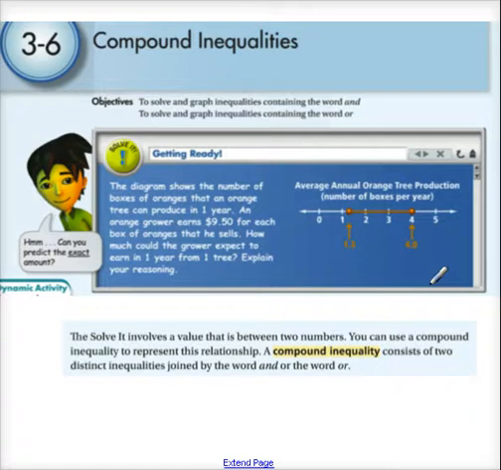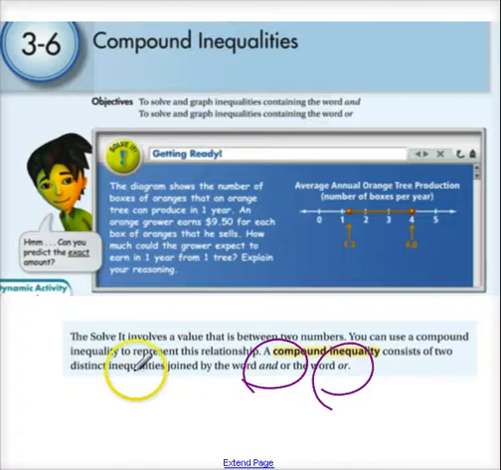So we know what inequalities are, we know how to solve them, and we know how to graph them. Today we're learning about a compound inequality. Compound inequalities consist of two distinct inequalities joined by either the word and or or. Remember with inequalities, you can have x is greater than 4. There are a lot of solutions.